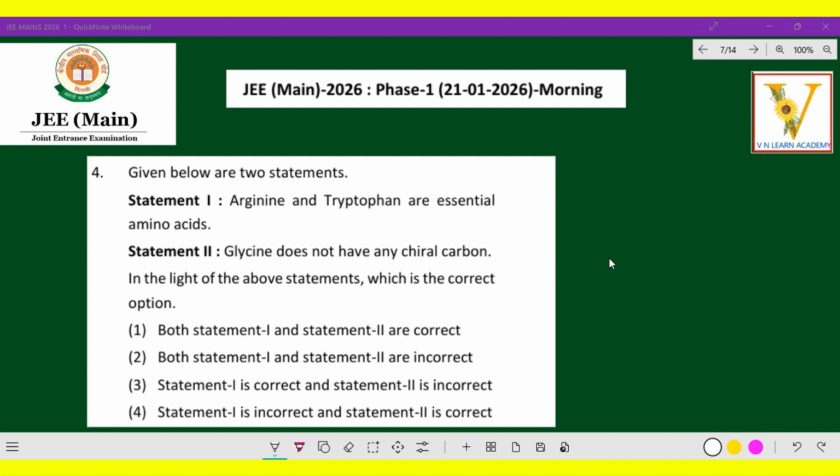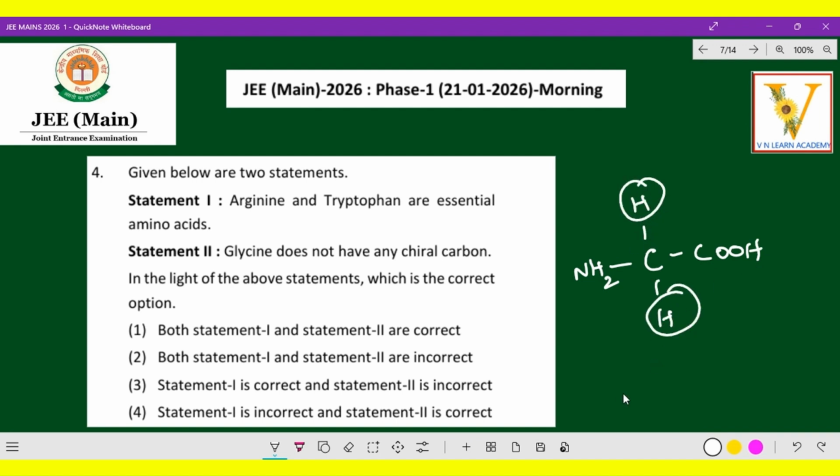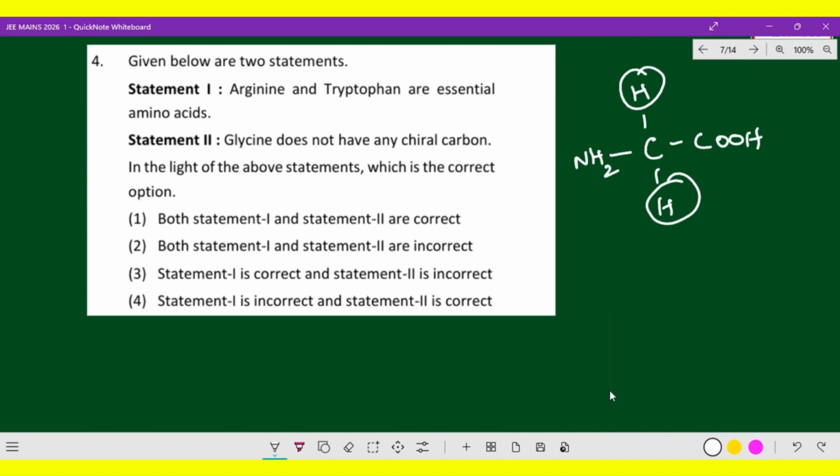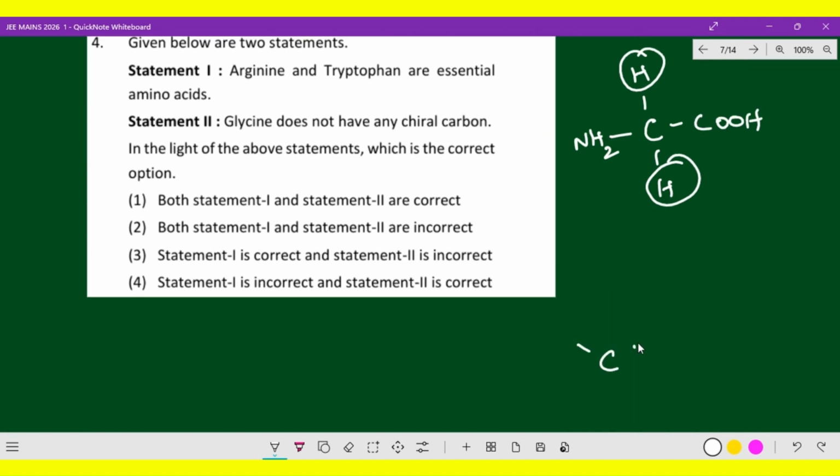Of course. What is the molecular formula of glycine? It is a carbon connected with NH2, COOH, and two hydrogens. A chiral carbon has 4 different groups or atoms attached to it, for example A, B, C, D. Whereas here, 2 hydrogens, the same atom, are available. So it does not have a chiral carbon. Statement 2 is 100% correct.